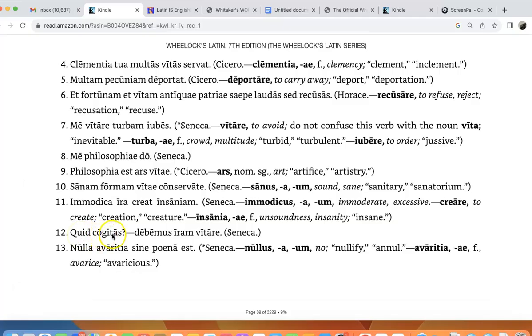Quid cogitas? Debemus iram vitare. Again, cogitas, cogito ergo sum, I think, therefore I am. So cogito, I think. Cogitas, you think. Cogitat, he thinks. Cogitamus, we think. Cogitatis, you all think. Cogitant, they think. Quid means what? What are you thinking?